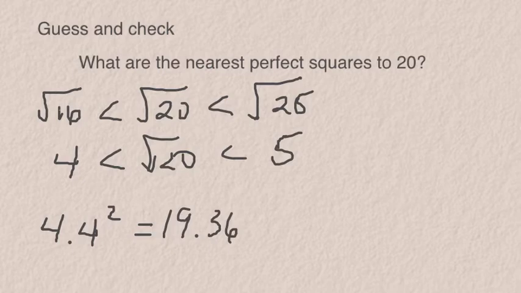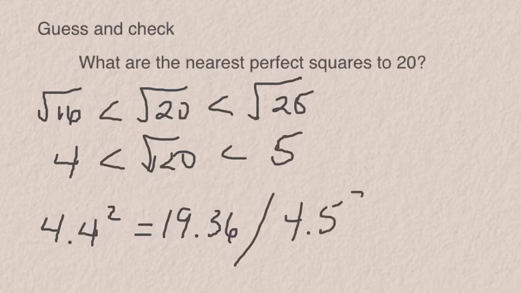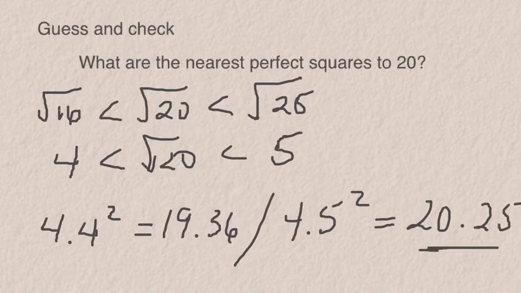Well, that's a little bit below 20, so now I'm going to try 4.5. So now I'm going to take 4.5 and I'm going to square it, and I'm going to get 20.25. So these are the two numbers that we're going to look at. This will help us decide what decimal we're going to choose.